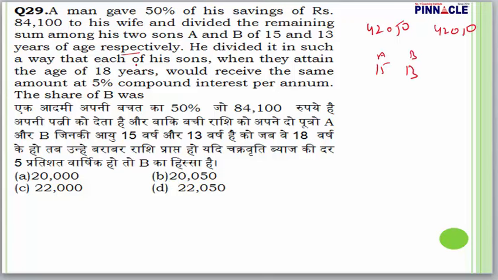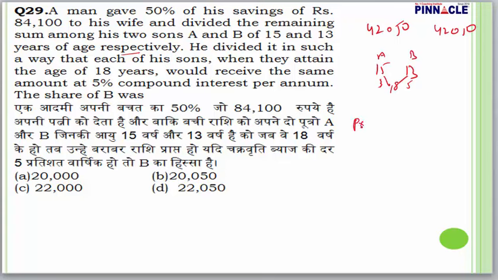He divided it in such a way that each of his sons, when they attain the age of 18, it means 3 years and 5 years, a 3 year gap and a 5 year gap, would receive the same amount at 5% compound interest per annum. They will receive the same amount. Here the gap is 2 years.